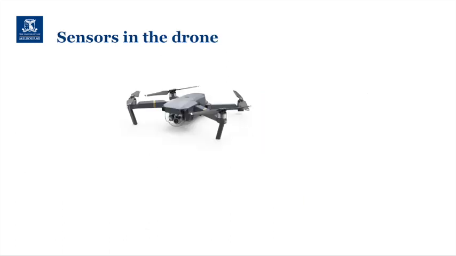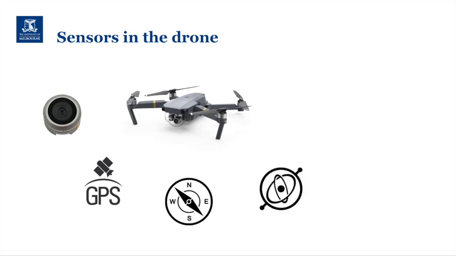These include a camera to provide front vision, a GPS to provide location, a compass, a gyroscope, and an accelerometer to measure the drone's position and movement, and a 3-axis gimbal to measure the camera angle.